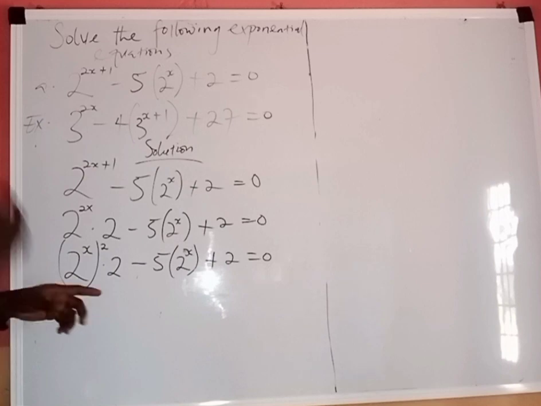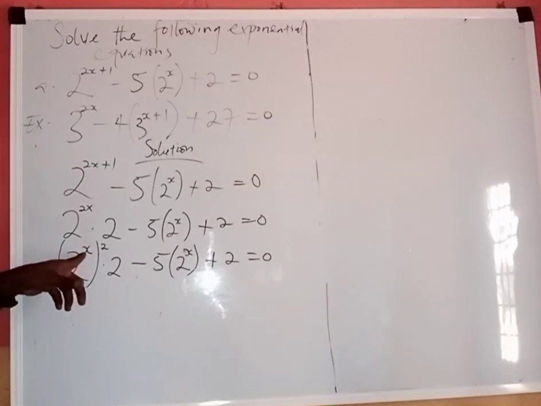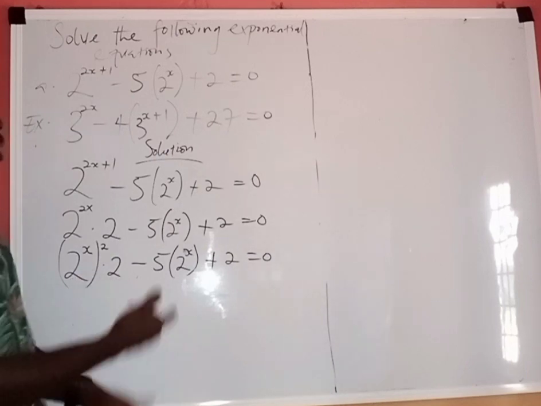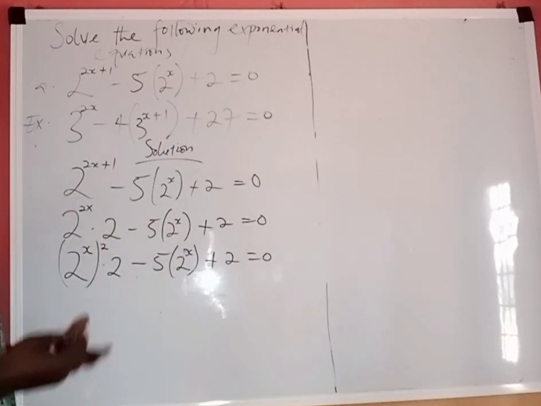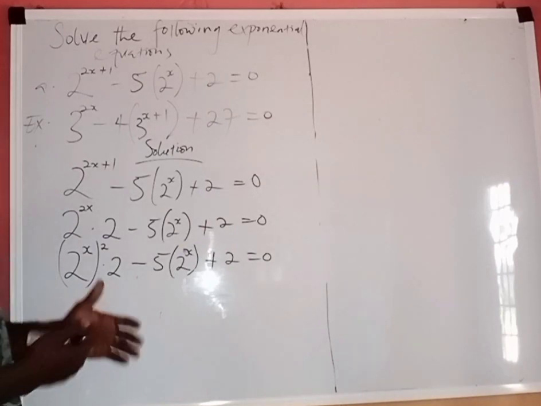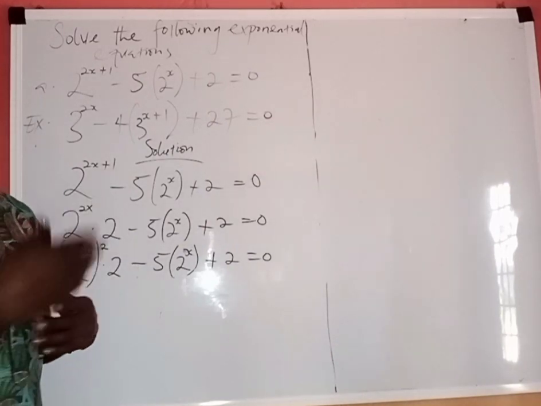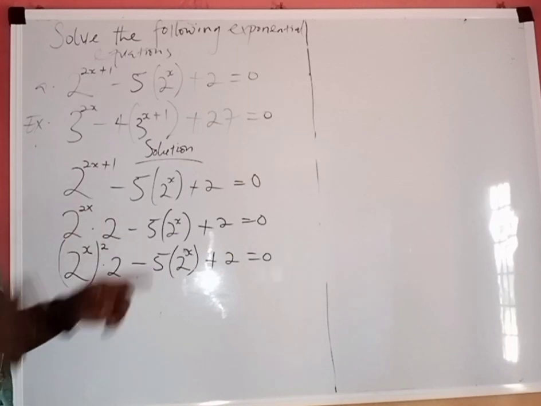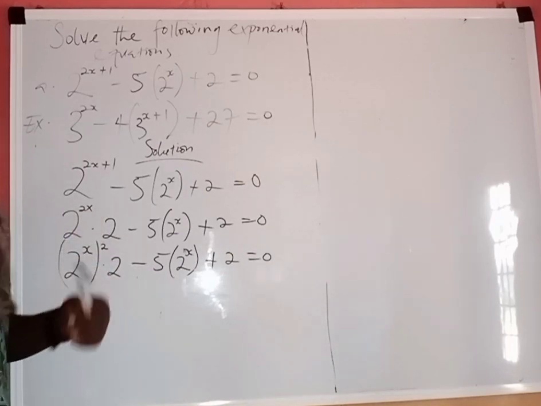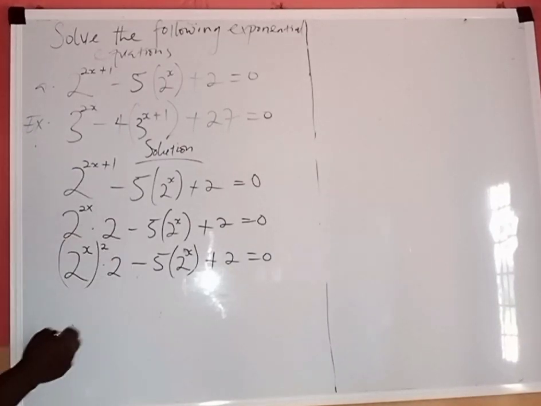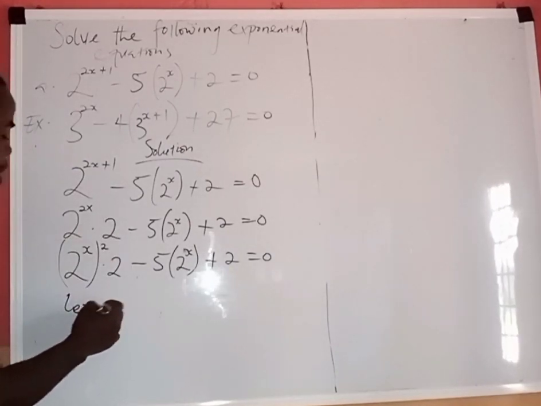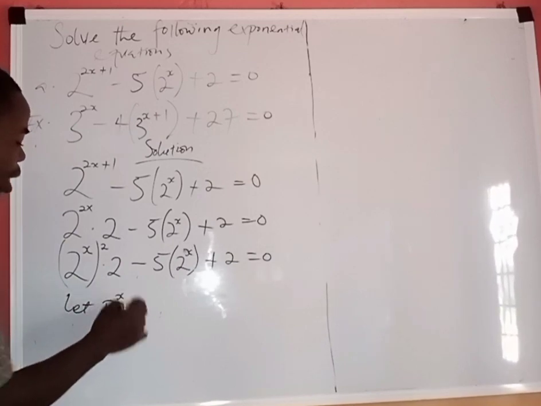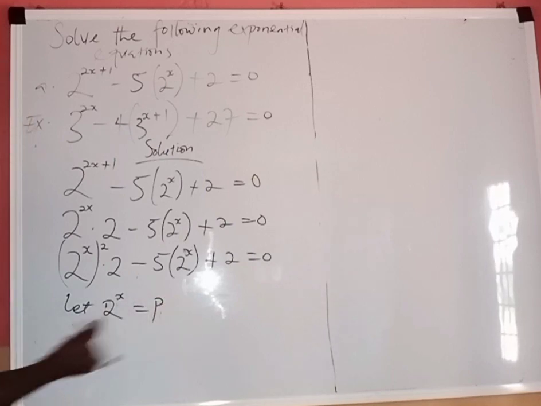This time around, you can see that we've got 2 raised to the power x right here, and we've also got another 2 raised to the power x. The simplest thing we can do is to set 2 raised to the power x to be a variable. Then we can look for what the variable is, and at the end of the day we come back to substitute and get our final value. So let 2 raised to the power x be equal to p.